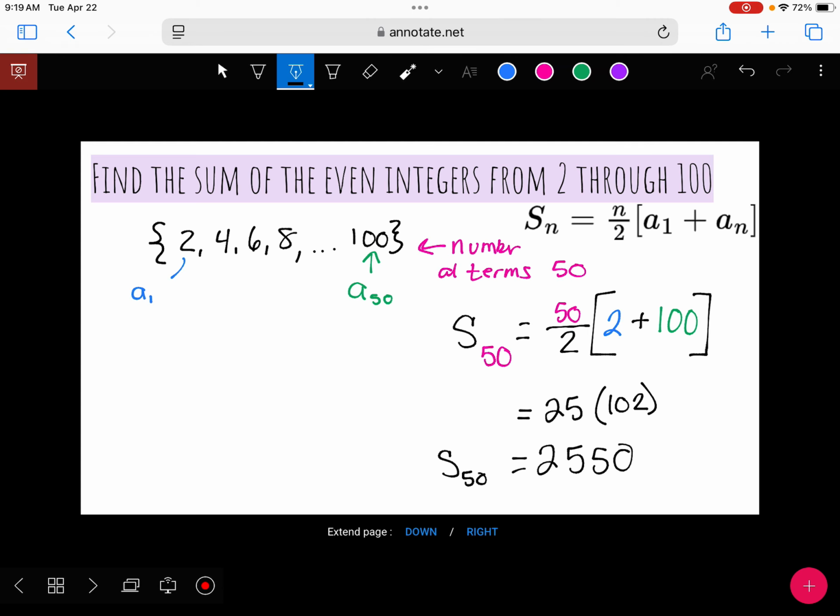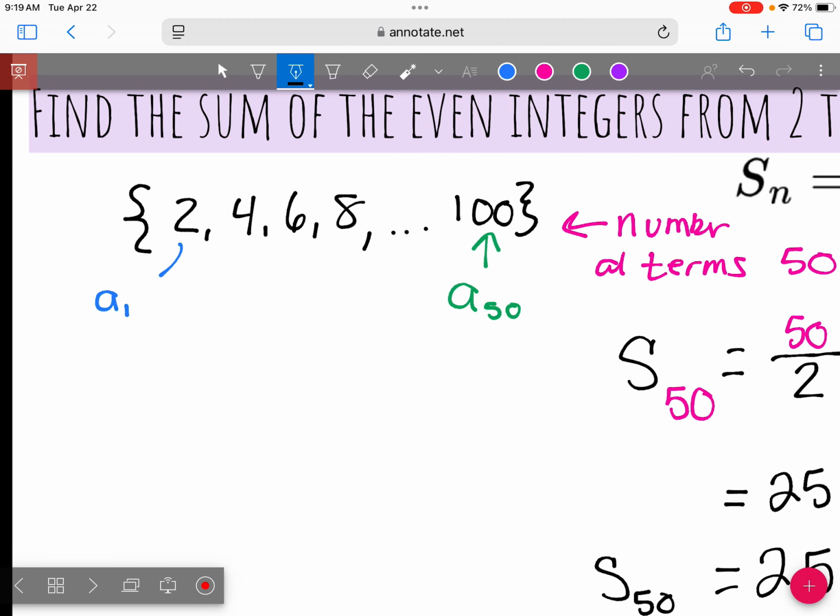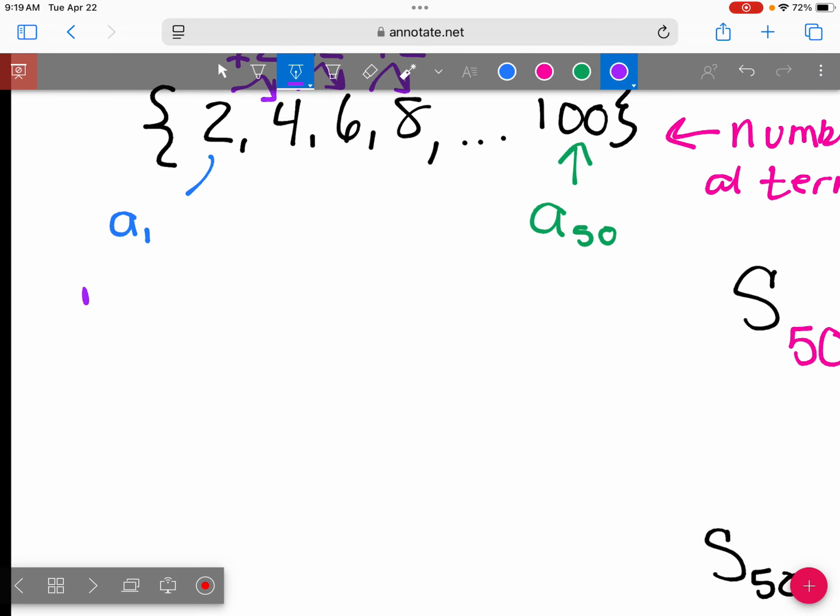Some of the numbers in this are going to get obnoxiously big just because we're adding things up and doing sums, so just so we're aware. You could also do this one with the other formula. We know how it's changing. Even integers are going up by 2, so my common difference is a positive 2.